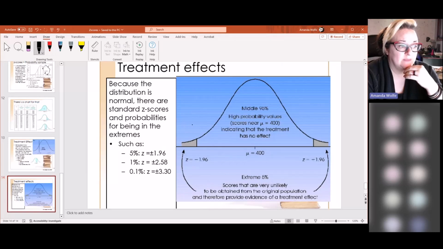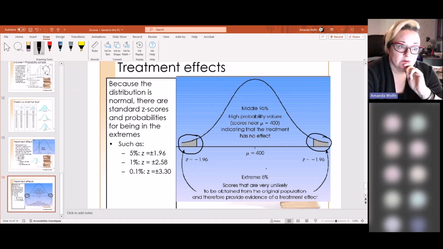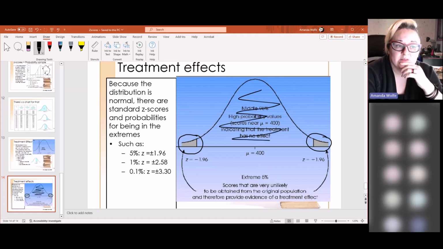This is a similar graph. What it means is these extreme tails are where significant results are. And if it's in this middle, it's 95% of the distribution, that means it's just like the average. And so when we get to hypothesis testing, I want you to remember this.